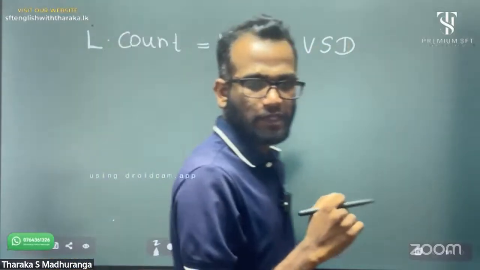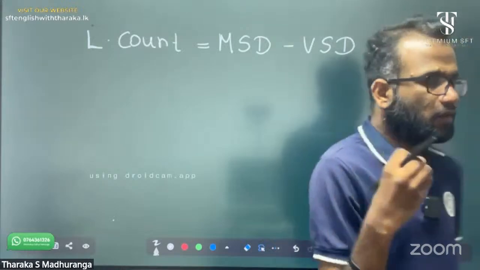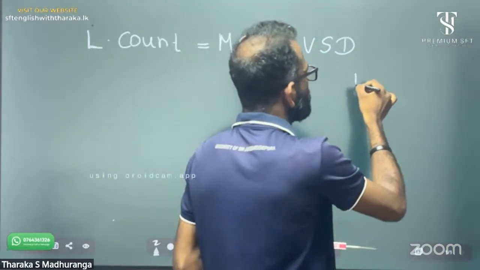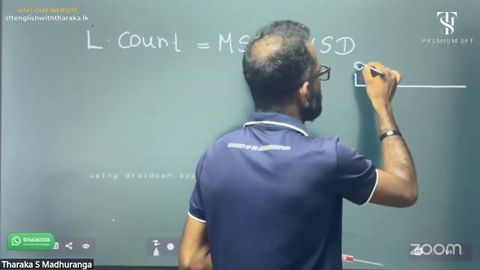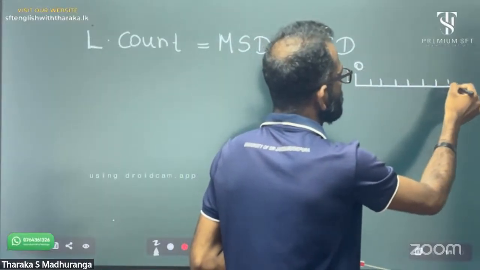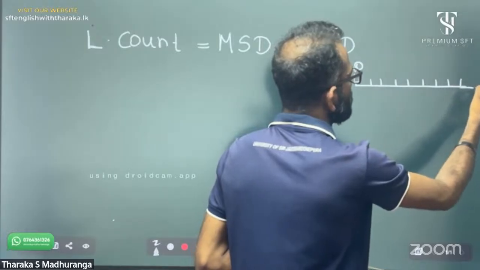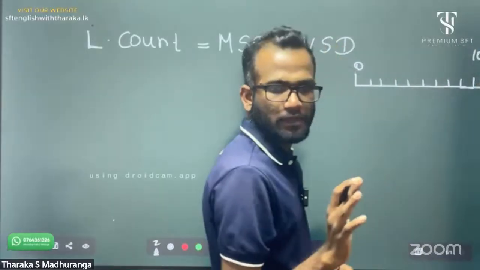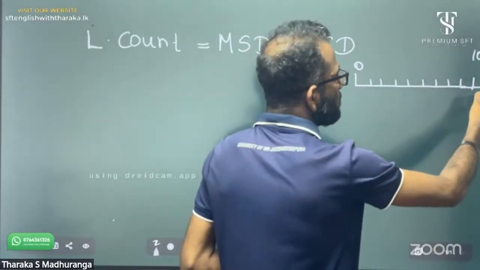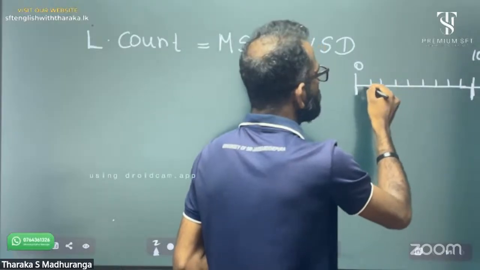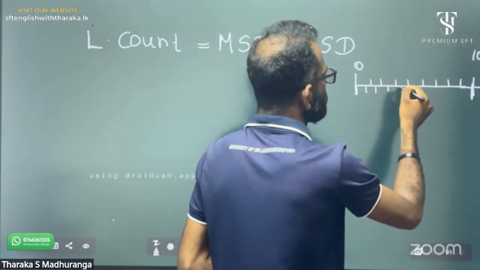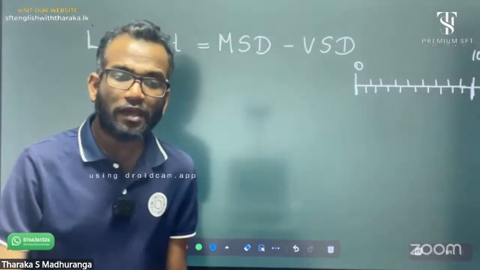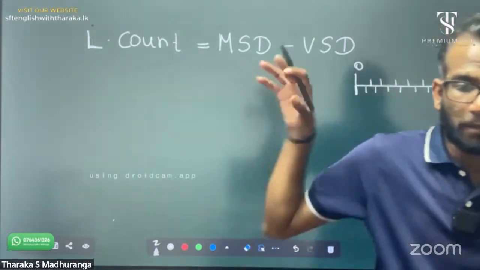MSD minus VSD. Think of the basic principle of the vernier caliper: 9 millimeters on the main scale. On the main scale we have 0, 1, 2, 3, 4, 5, 6, 7, 8, 9, 10. 10 means 1 centimeter or 10 millimeters. Think of 9 millimeters on the main scale divided into 10 identical parts. How to get the least count of this type of instrument?